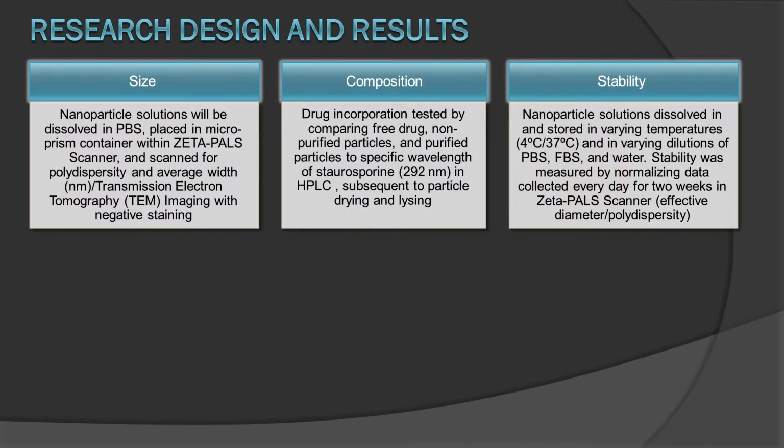So the next thing I checked for is stability, as these nanoparticles are useless if they're not able to be stored for long periods of time, as well as to be stable within the body that they're introduced to. So I checked the stability at two temperatures: 4 degrees Celsius, which is that of a freezer, and then 37 degrees Celsius, which is the body temperature, as well as the temperature of the liquid passing through the bloodstream. The stability was then measured by normalizing the data, which I collected for 2 weeks using that same ZetaPals scanner method which was talked about in the size.